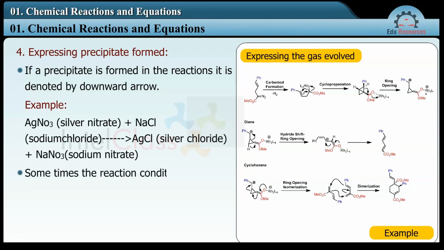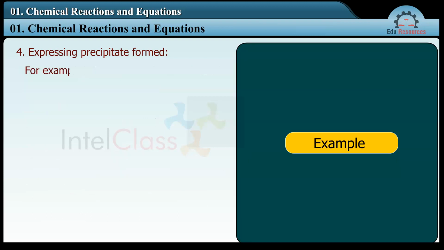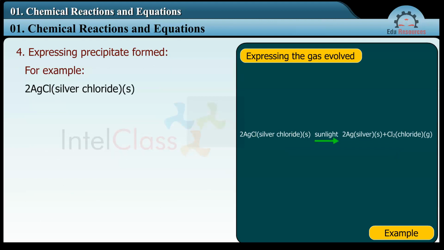Sometimes the reaction conditions such as temperature, pressure, catalyst, etc. are indicated above or below the arrow in the equation. For example, 2AgCl(s), silver chloride, in the presence of sunlight gives rise to 2Ag(s), silver, plus Cl2(g), chlorine.